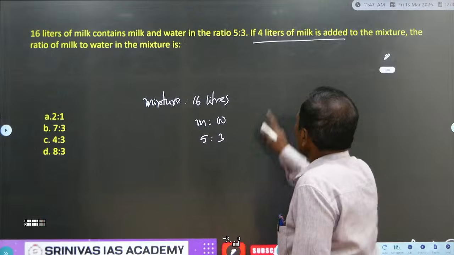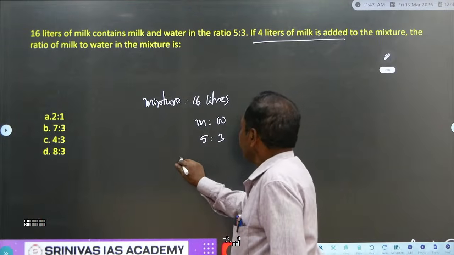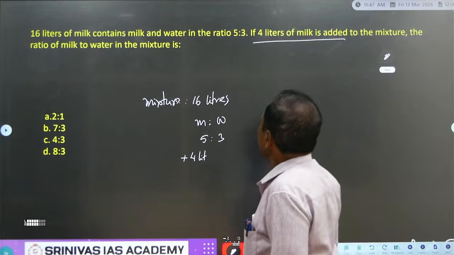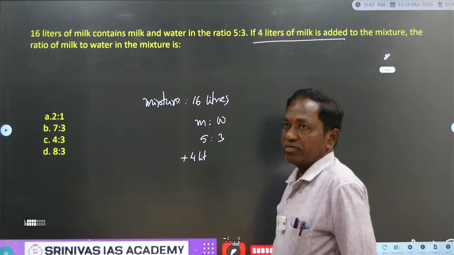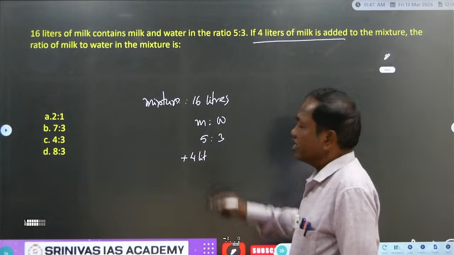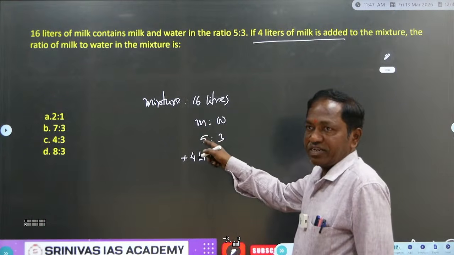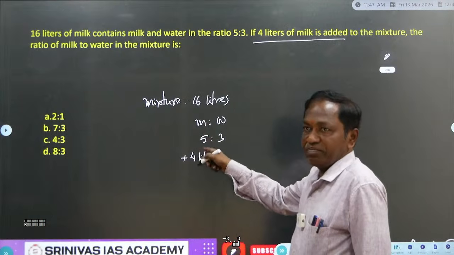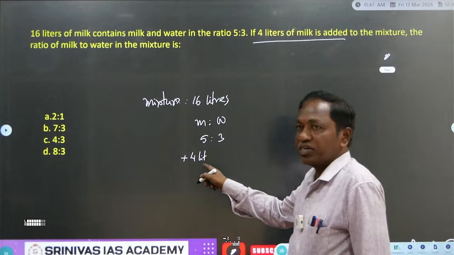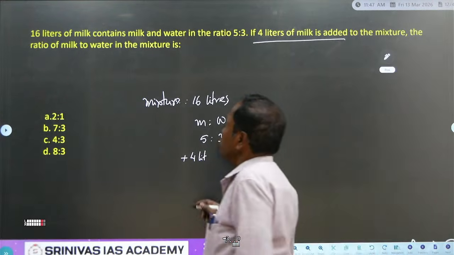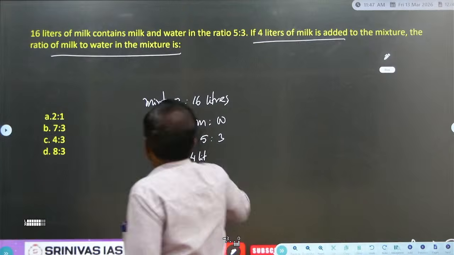And 4 liters of milk is added to the mixture. Only to the mixture I'm adding. What is added? Milk. So you have to put 4 liters of milk. What is the new ratio of milk to water in the mixture?